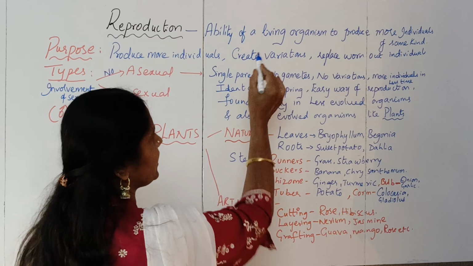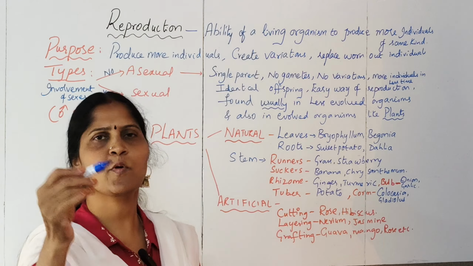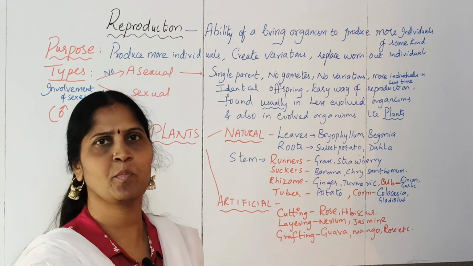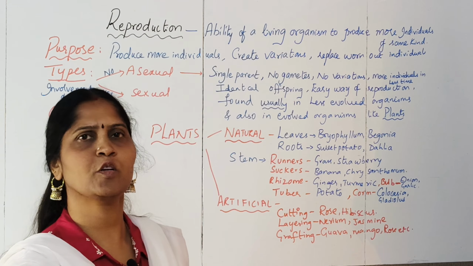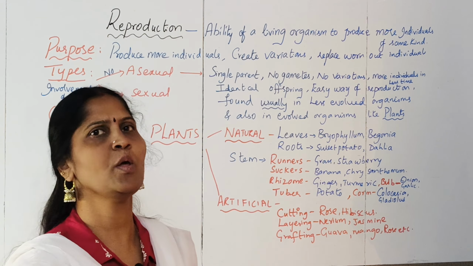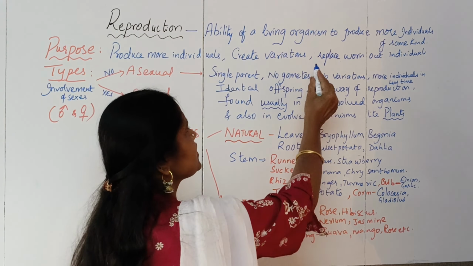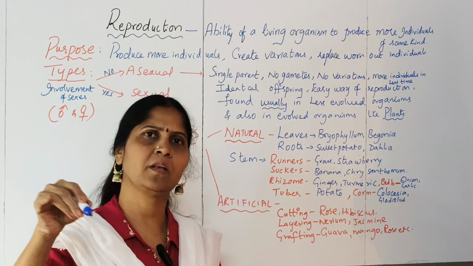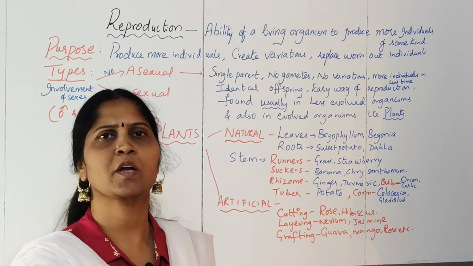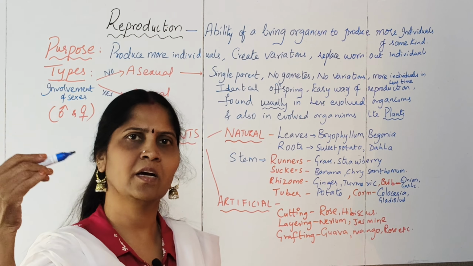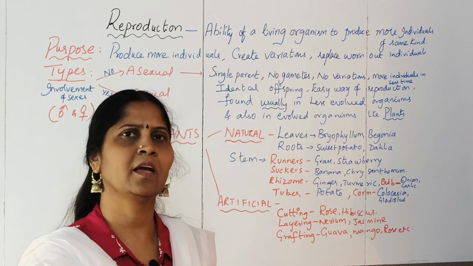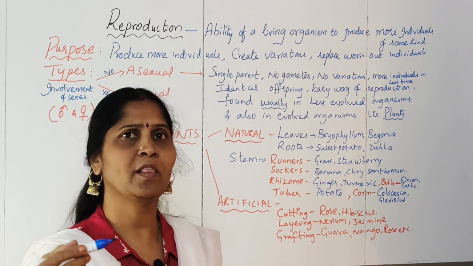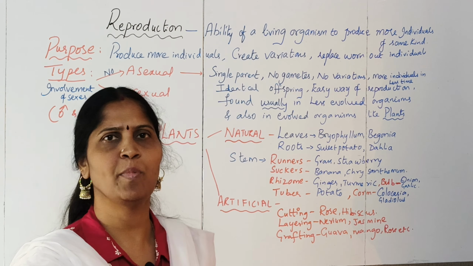One more purpose is that it creates variations. Sexual reproduction creates variations among the offspring that are produced. It is also responsible for bringing about variations in the newly born individuals, and it will replace worn out individuals. So the total population number will be restored because of reproduction. The worn out individuals, the individuals which are getting killed or which are not existing, to replace all that number, reproduction is helping out.